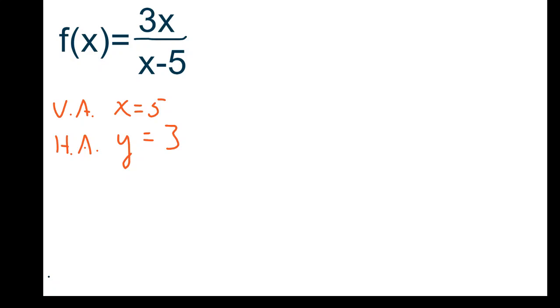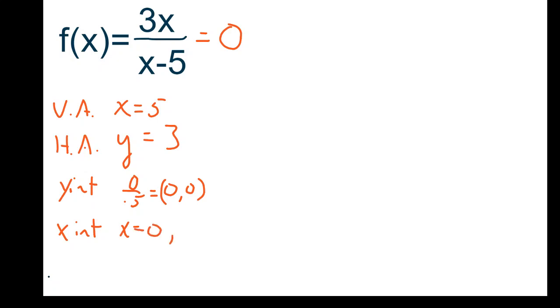Now, the y-intercept is when you plug a 0 into the equation. Again, just as we've done before, you plug a 0 in, you get 0 over negative 5. Of course, that comes out to be 0, otherwise known as the point 0, 0. And then your x-intercept is when the numerator is equal to 0. It's really when the whole equation is equal to 0, but in this case, the numerator is going to equal 0 when x equals 0, which again is the same point, 0, 0.